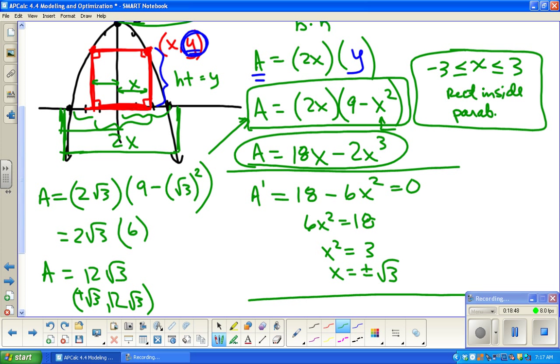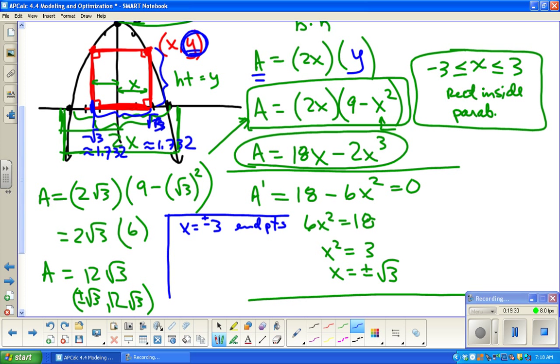Now, technically, there are two of them. One's at a positive square root of 3 and one's at a negative square root of 3. But if you'll note, that's really the same rectangle. If this is negative square root of 3, or about 1.732, and at positive square root of 3, about 1.732. That's really the same rectangle, so it's not terribly exciting. And then we do have one other issue, and that's the endpoints. So remember, the endpoints happen at x equals positive or negative 3.